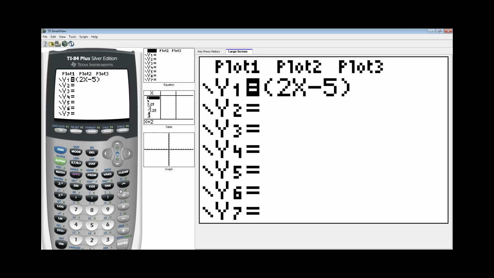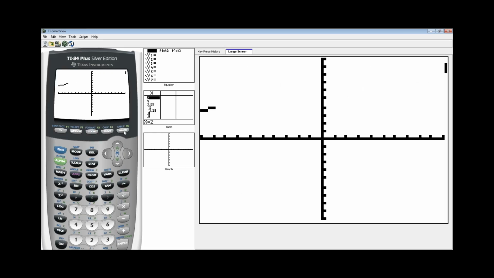If you don't put parentheses, the only thing that the calculator would divide is the negative 5 divided by x, so those two values. So now for the division bar, use the division sign and then also put the denominator into parentheses, which is x plus 3. Now we can hit graph.